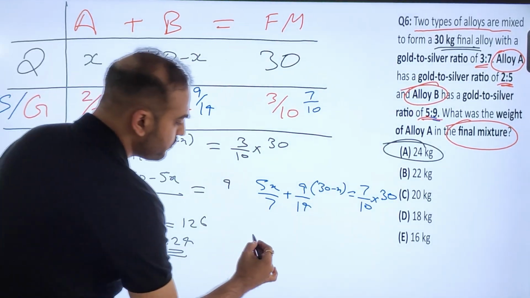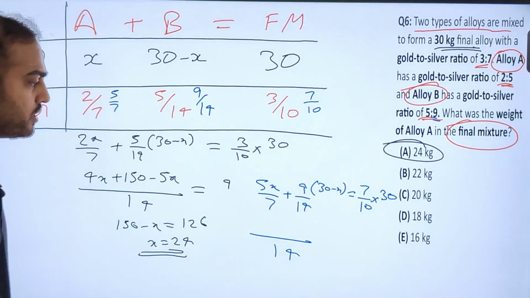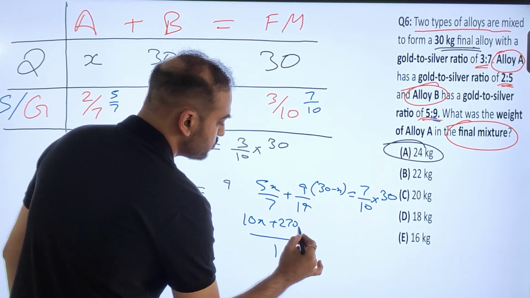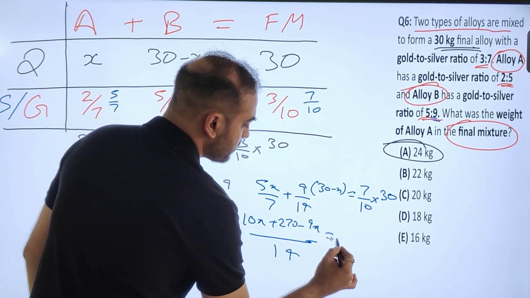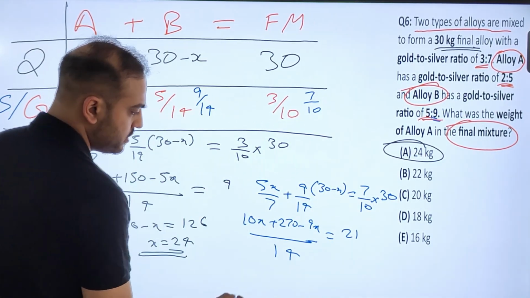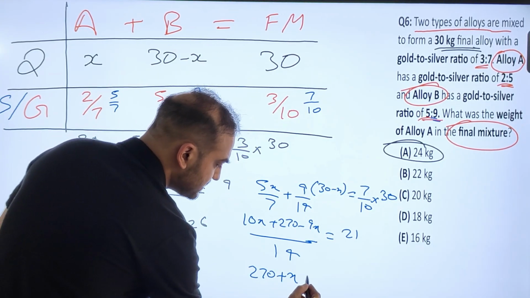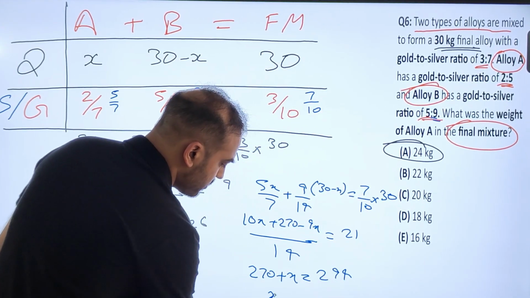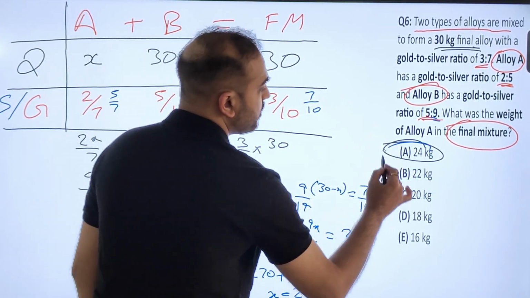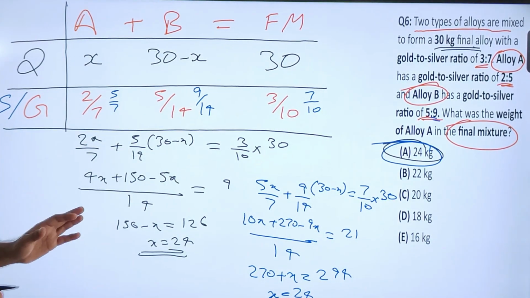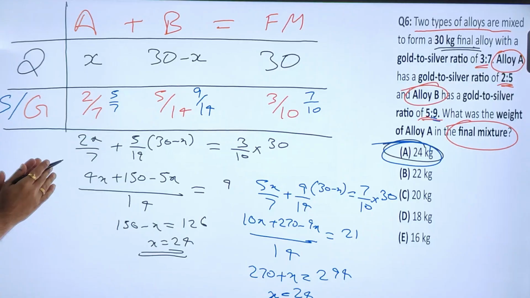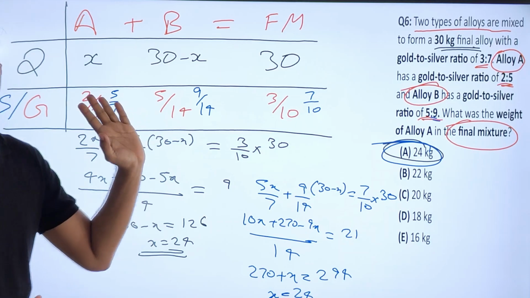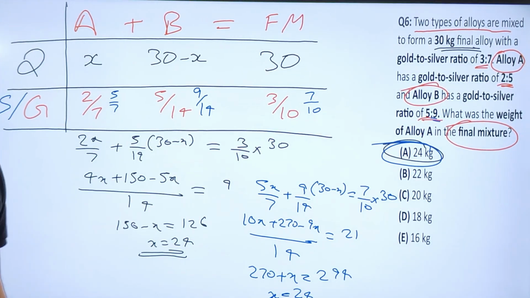Now again if you take the LCM, it's the same number of steps. It's just that the values change. 10x plus 270 minus 9x is equal to 21. 270 plus x is equal to 294. If you solve, x is again 24. So honestly, it does not matter whether you pick silver or gold. As I said, pick one factor and keep that factor uniform.